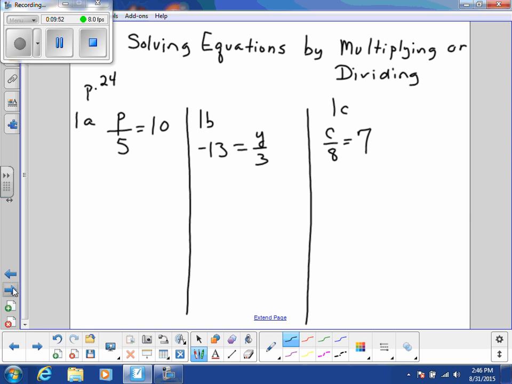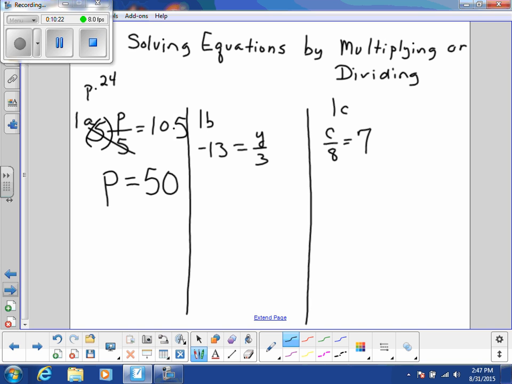This means p divided by 5 equals 10. The inverse of dividing by 5 is to multiply by 5. Remember that multiplying by 5 over here just cancels these 5s, leaving p by itself with a coefficient of 1, which is what you want. The other side of the equation will tell you what to do if you make the right decision. 10 times 5 is 50.